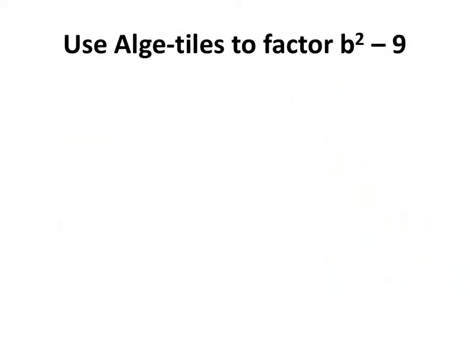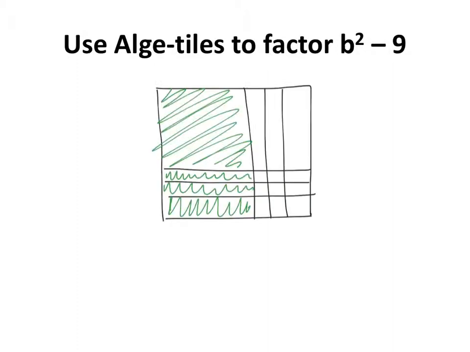Try to figure out what the picture for using algebra tiles to factor b squared subtract 9 should look like. Here is our correct picture, and don't be afraid to use other strategies you've learned in class to help you figure out what the picture should look like. Don't forget in the end to write down your factors.